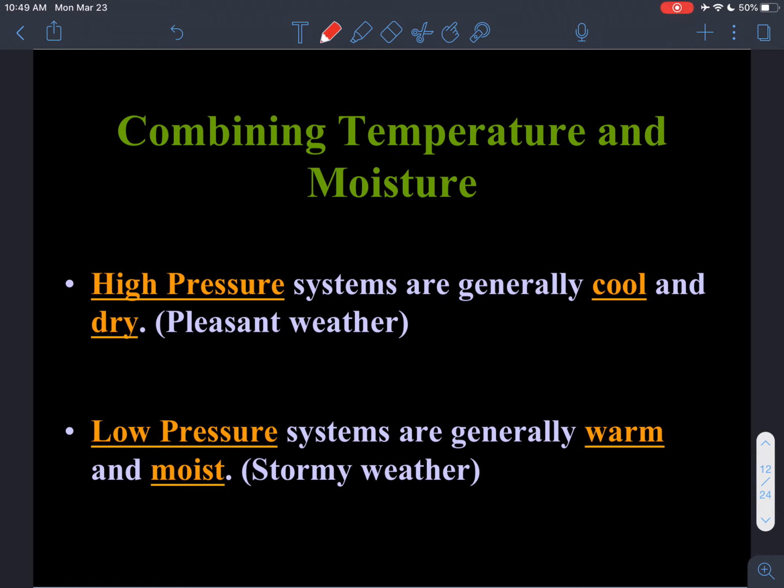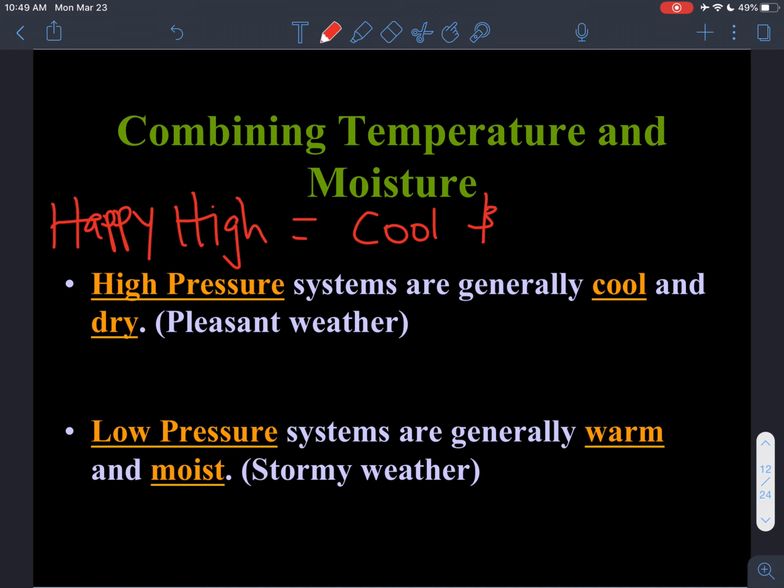So when you put those two pieces together, we have a cheesy little saying for high pressure, and I want you to write this down. High pressure systems are generally cool and dry, so that means nice weather. So we say happy high equals a cool and dry day. So we could say nice weather. Put nice out.